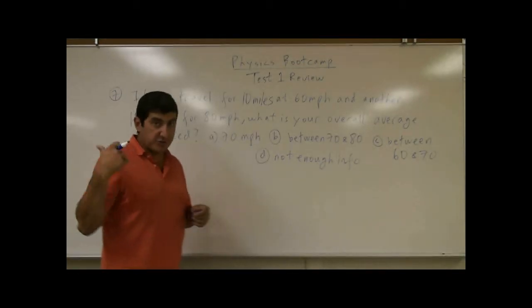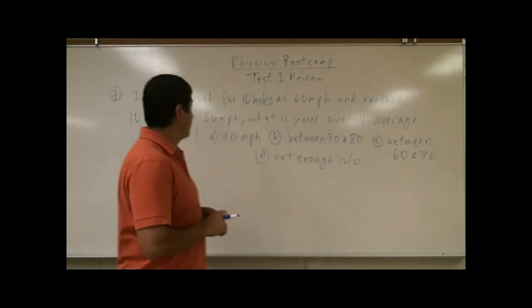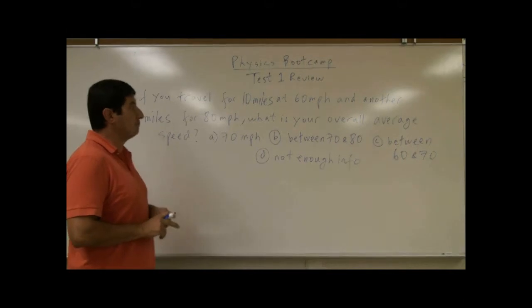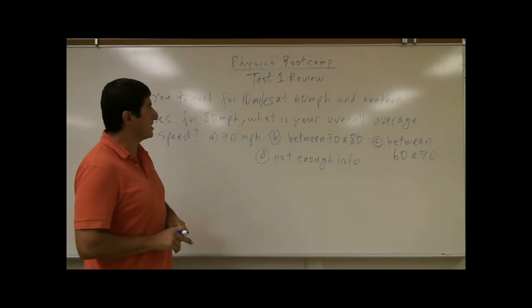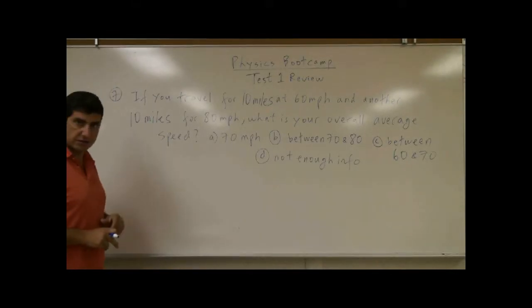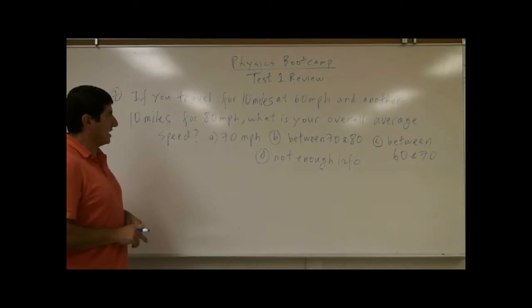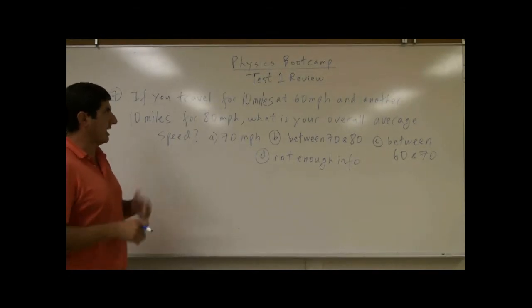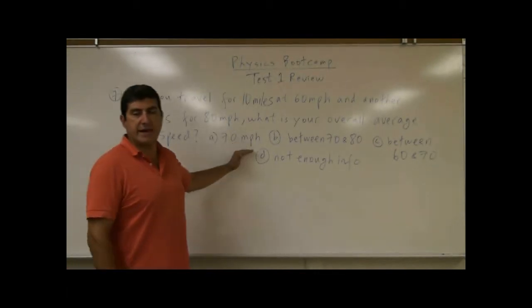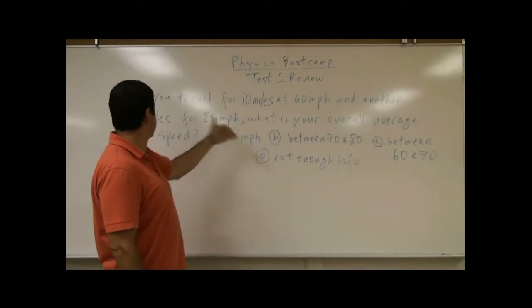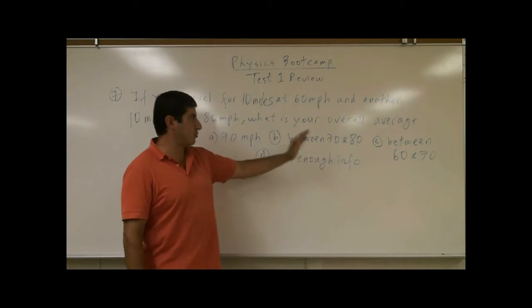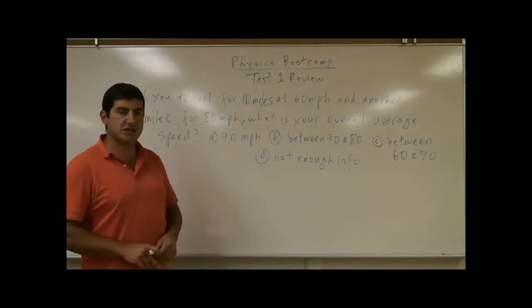The next question is related to the previous one. Look at what it says. If you travel for 10 miles at 60 miles an hour and another 10 miles at 80 miles an hour, what is your overall average speed? It gives the same answers as question 6: 70 miles an hour, between 70 and 80, between 60 and 70, not enough info.